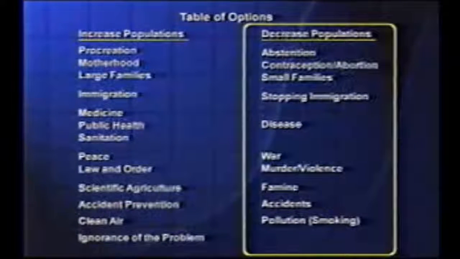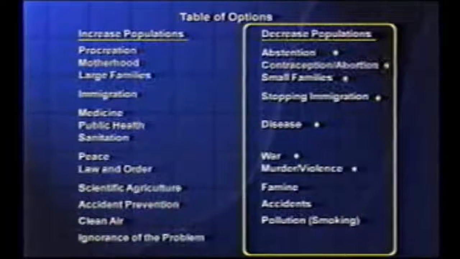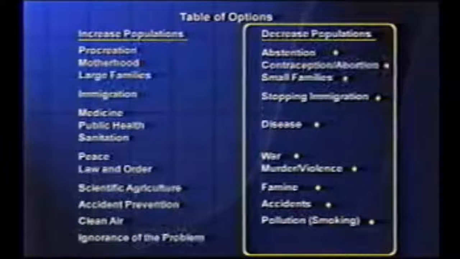Now, in this column are some of the things we should encourage if we want to lower the rate of growth of population and in so doing help solve the population problem. Well, there's abstention, contraception, abortion, small families, stop immigration, disease, war, murder, famine, accidents. Now, smoking clearly raises the death rate. Now, that helps solve the problem.